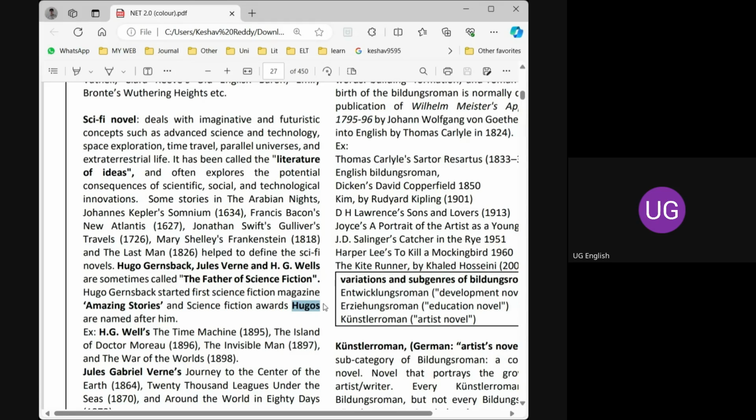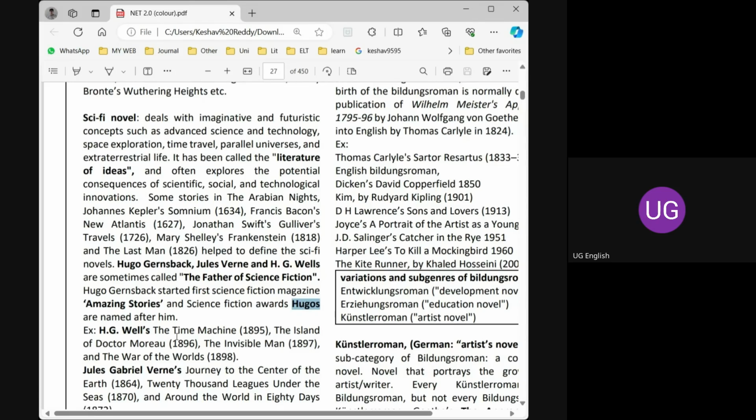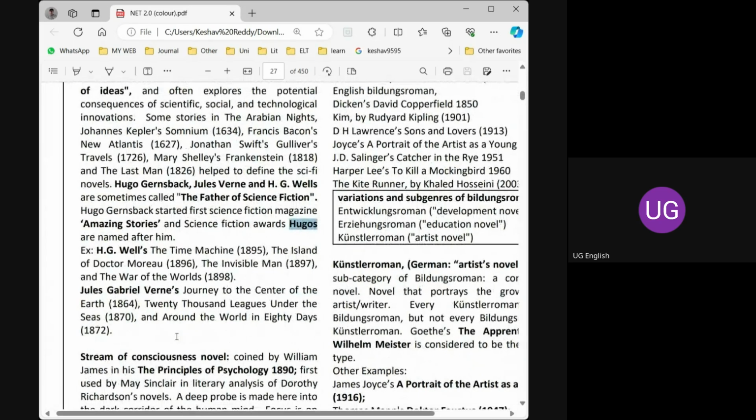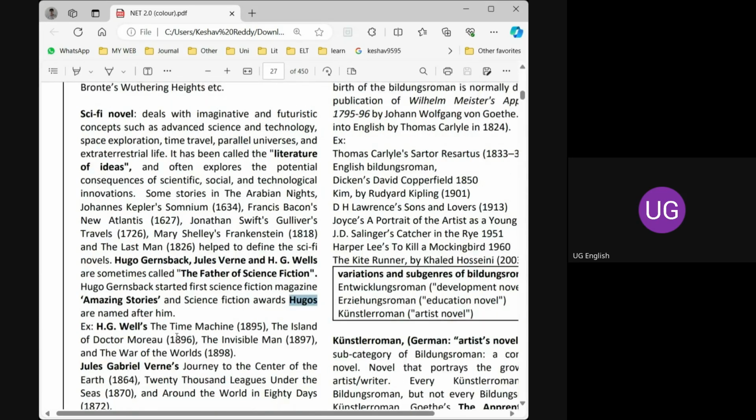And these works are also very important. H.G. Wells' The Time Machine, The Island of Dr. Moreau, The Invisible Man, The War of the Worlds. All these are very important. And even Jules Verne's Journey to the Center of the Earth, Twenty Thousand Leagues Under the Sea, Around the World in Eighty Days. All these you can just imagine from the title itself. These are related to science fiction.